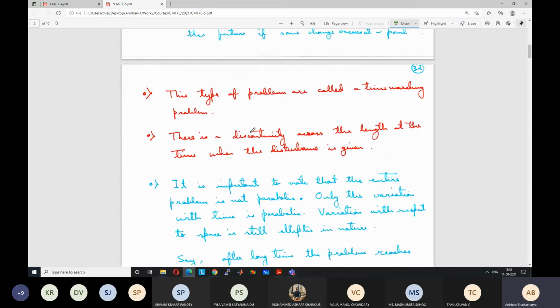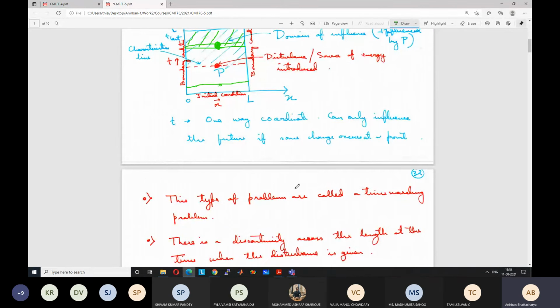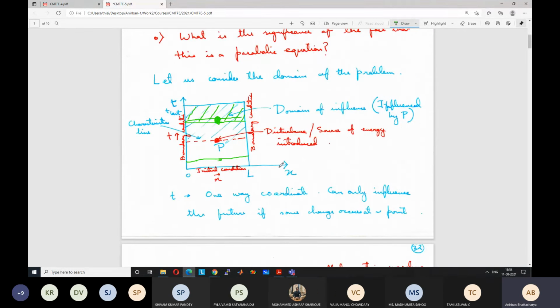Actually, although we are calling this type of problem a parabolic problem, it is only parabolic in the time direction. This behavior is only valid in the time direction. In the space direction, it is still similar to our previous problem. Like this point can influence any other point in space. So in space, this is still an elliptical problem, but in time, this is a parabolic problem. Some books will say that it's a parabolic problem, but a better way to state this is that the problem is parabolic in time and elliptical in space.